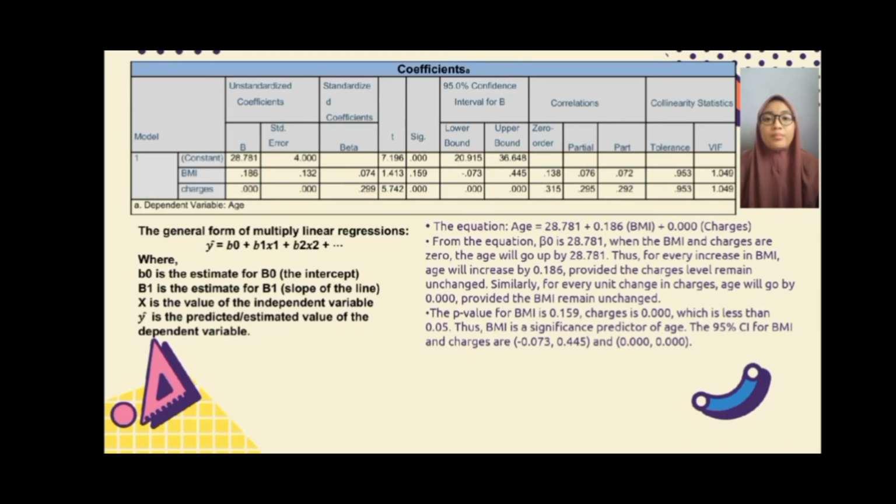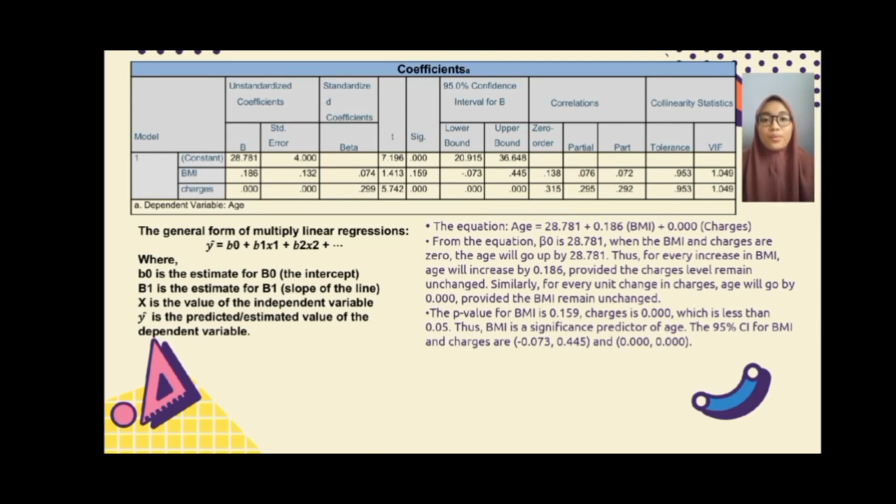From the equation, b0 is 28.781. When the BMI and charges are 0, the age will be 28.781. Thus, for every increase in BMI, age will increase by 0.186, provided the charges level remains unchanged. Similarly, for every unit change in charges, age will change by 0.000, provided the BMI remains unchanged.